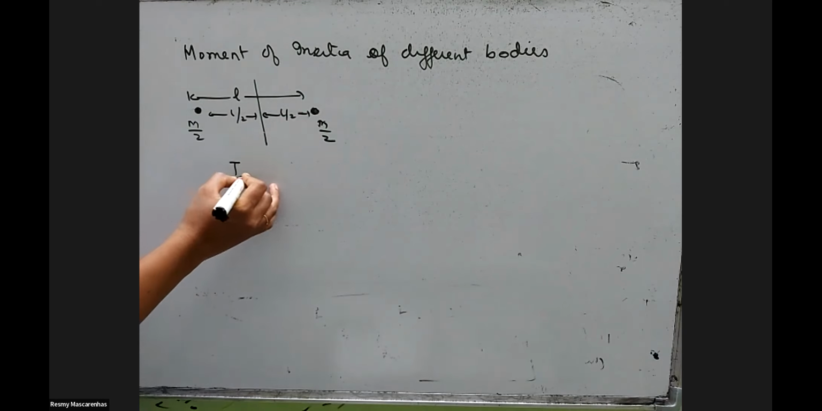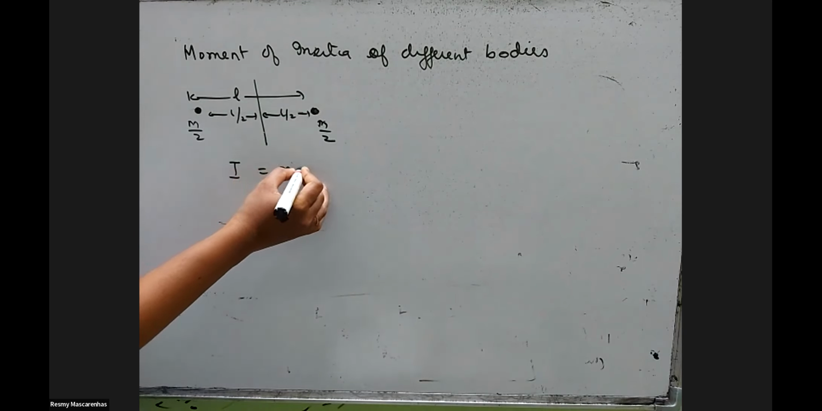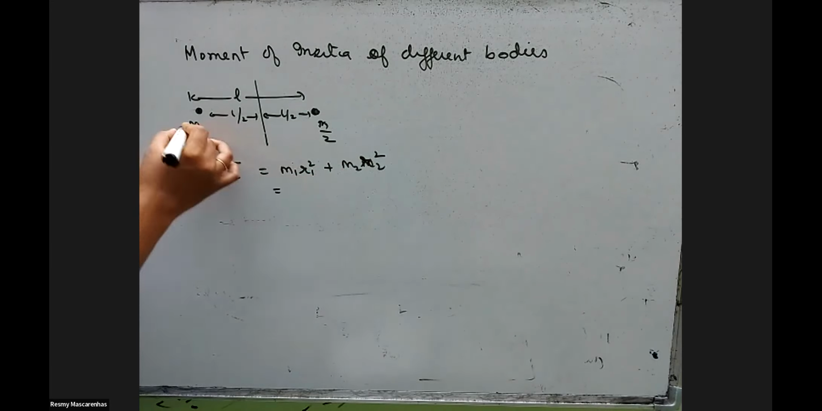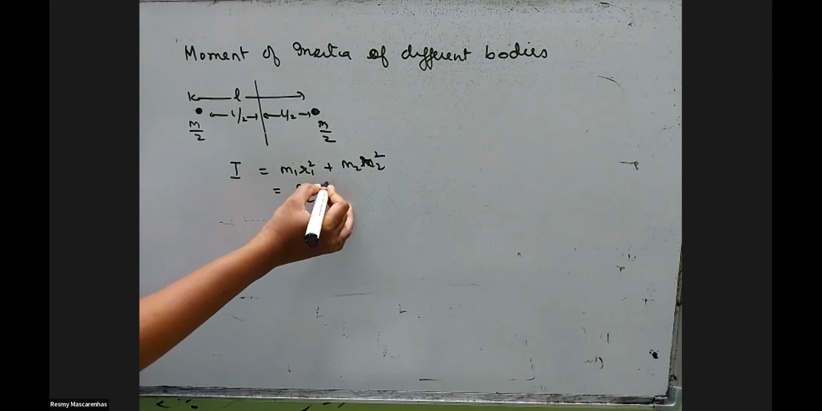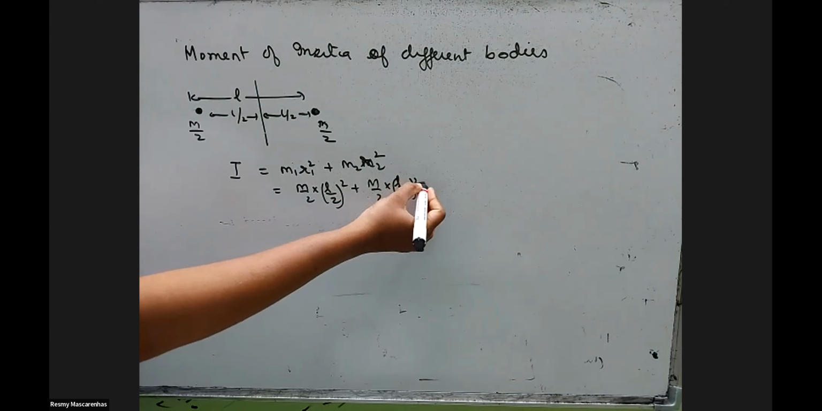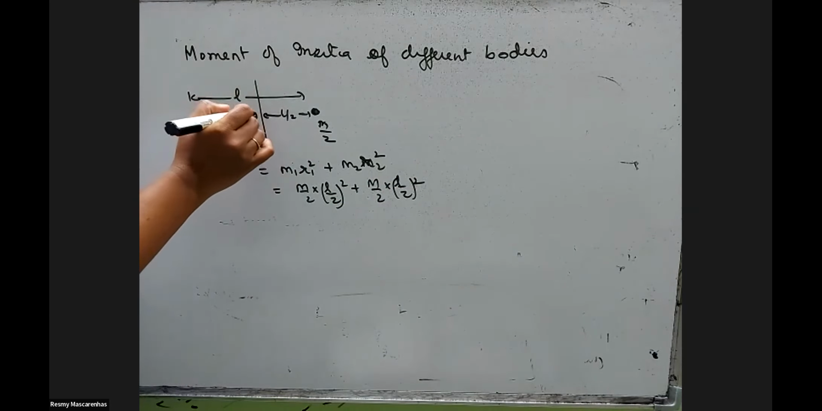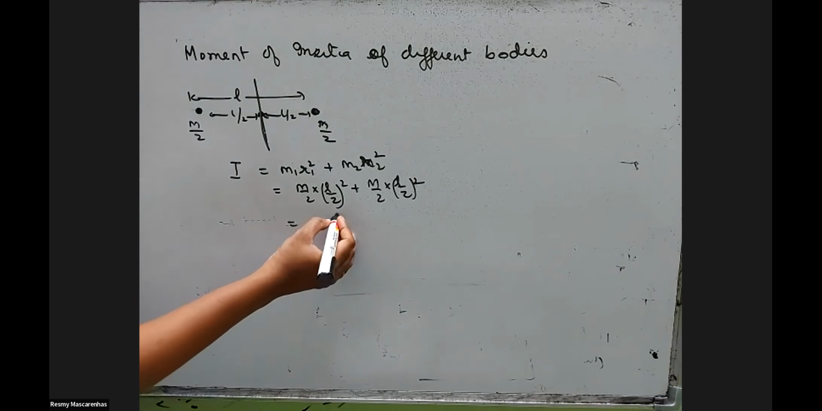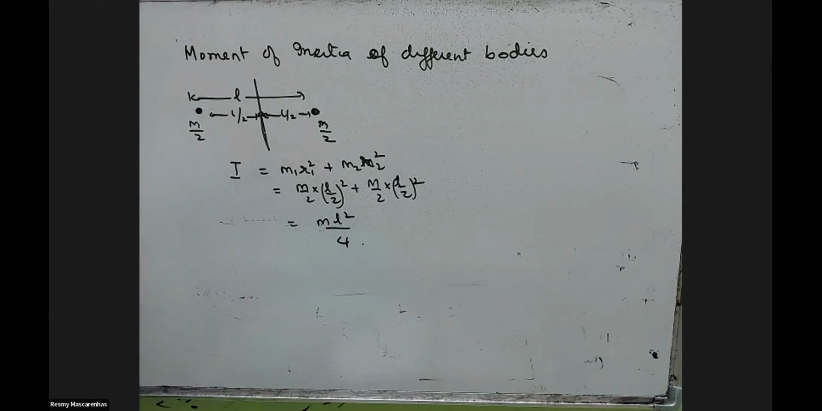Then moment of inertia is what? M1 R1 square plus M2 R2 square. So as per that, this will be M by 2, and then you have to calculate from the center, this is the axis to be considered. To calculate, you will get ML square upon 4. So this is how we can calculate for different objects.